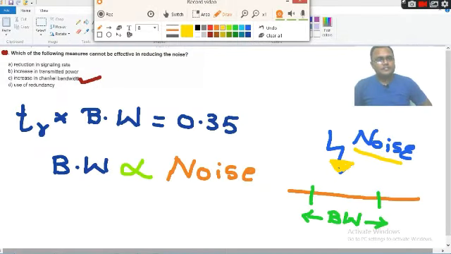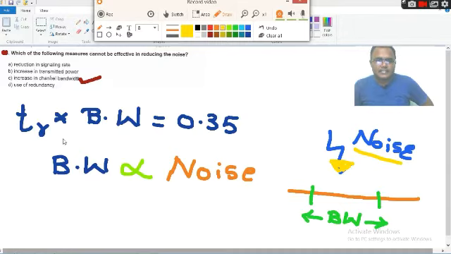Third question of this lecture series. The question is: which of the following measures cannot be effective in reducing the noise? Meaning, if by some method we want to reduce the noise, which is the ineffective method? Out of these four options, which one is going to increase the noise? It is telling you in an indirect way. This method is not going to help in reducing the noise, meaning by this procedure we can easily get more noise.